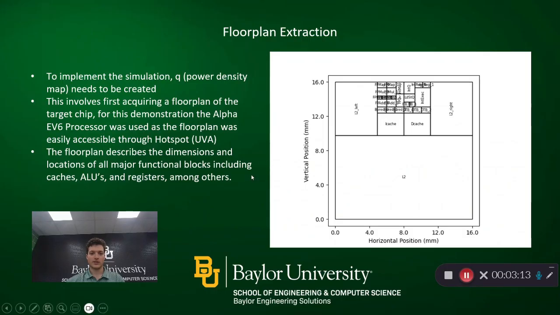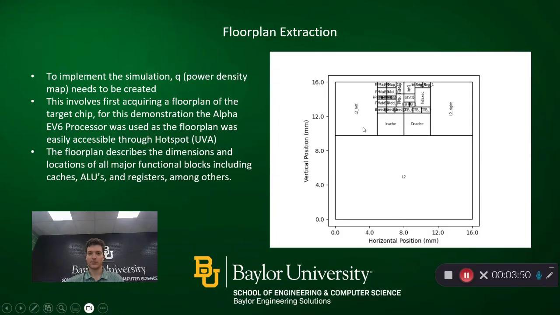To get the power density map, Q, in the equation, it proved difficult to find a realistic and accurate power density map because that's proprietary information. Manufacturers don't really want to release that. But I did find one through HotSpot, which is developed by the University of Virginia for thermal simulation of chips. In their examples, they had a floor plan for the Alpha EV6 processor. It's very old, but it was out there, and here's a little depiction of it.